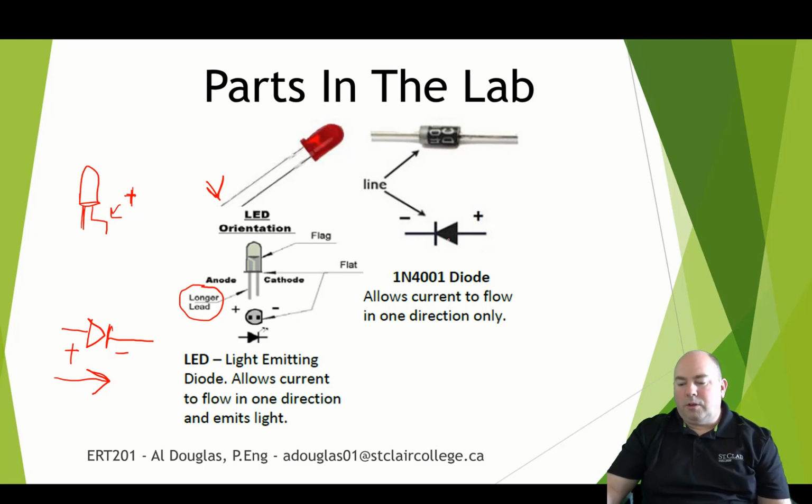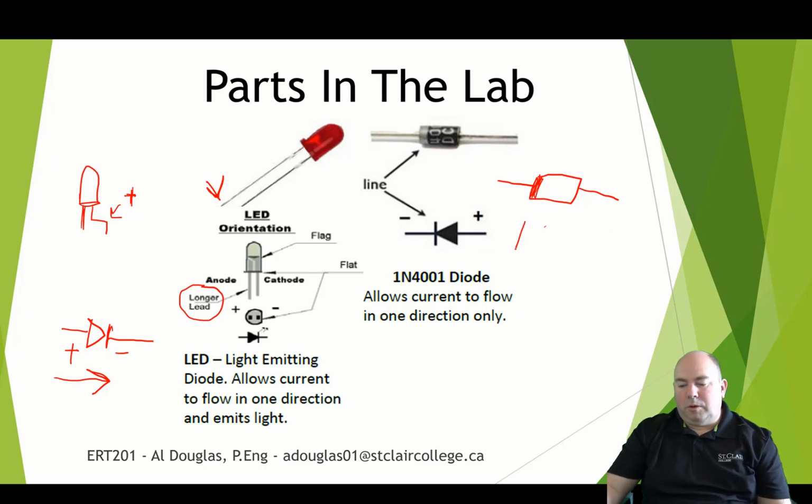We also use this other type of diode. This one here is the little one that is black with a silver band on one end, and we use these to basically limit the direction of our current flow.